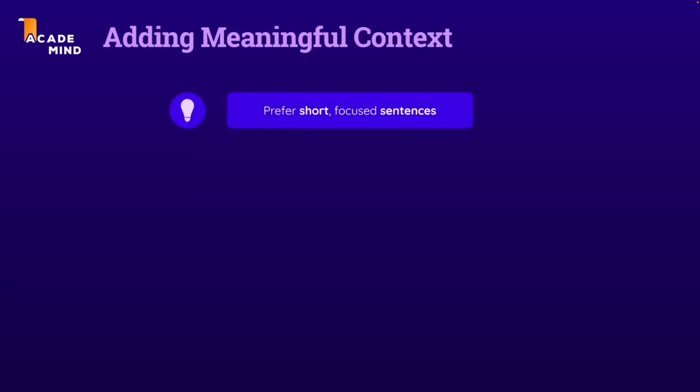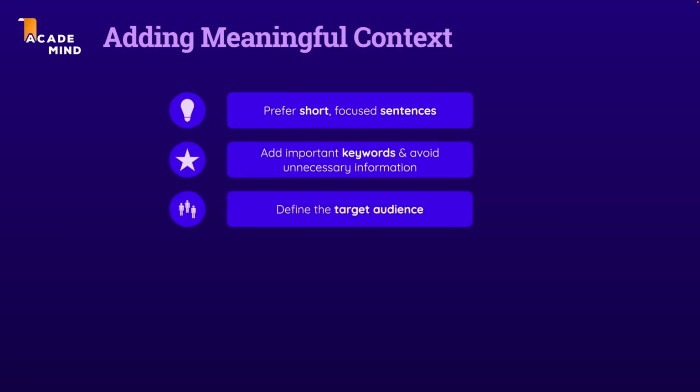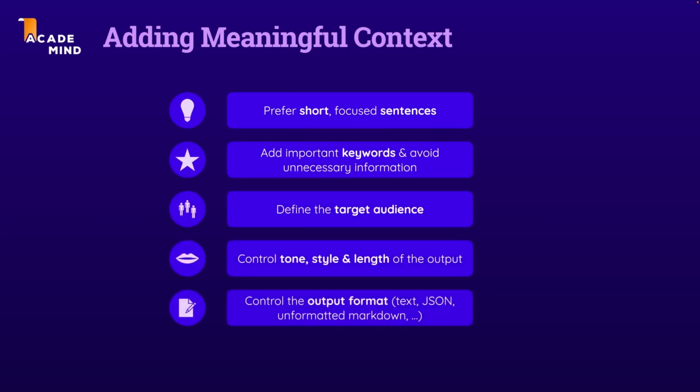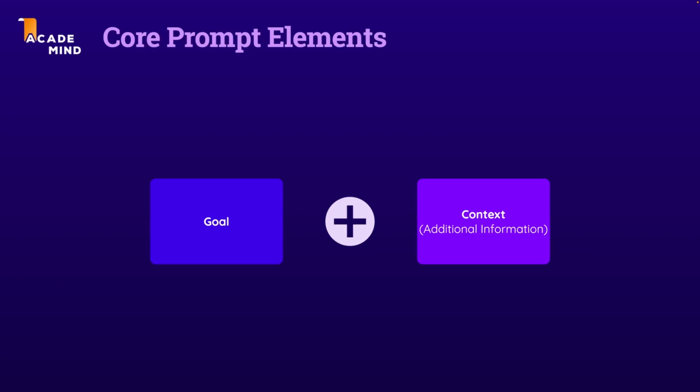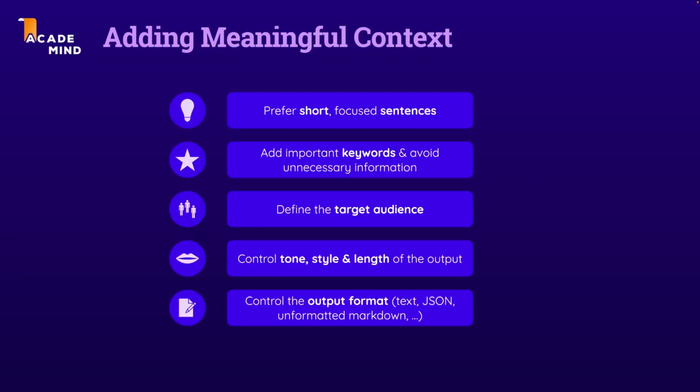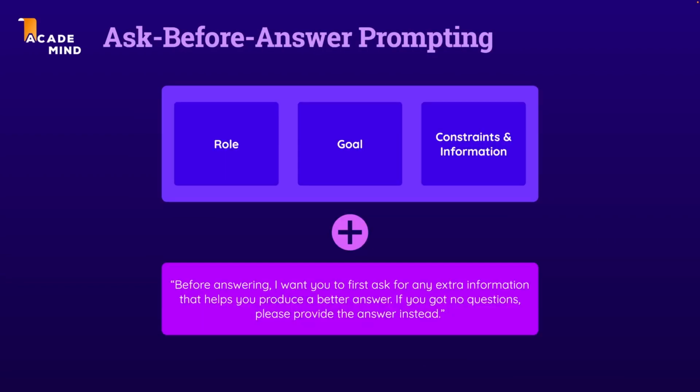No matter if with that extra context you are providing more information about the target audience or how the output should be formatted, or if you're trying to get ChatGPT to take extra contextual information into account. It always comes down to these core building blocks. But it's of course important to be aware of these extra pieces of information you could add, and about these extra tricks that you can apply, like the ask before answering prompting technique.